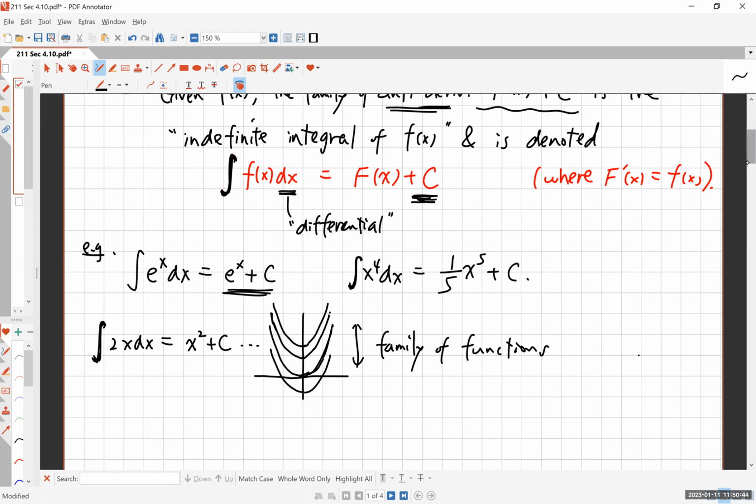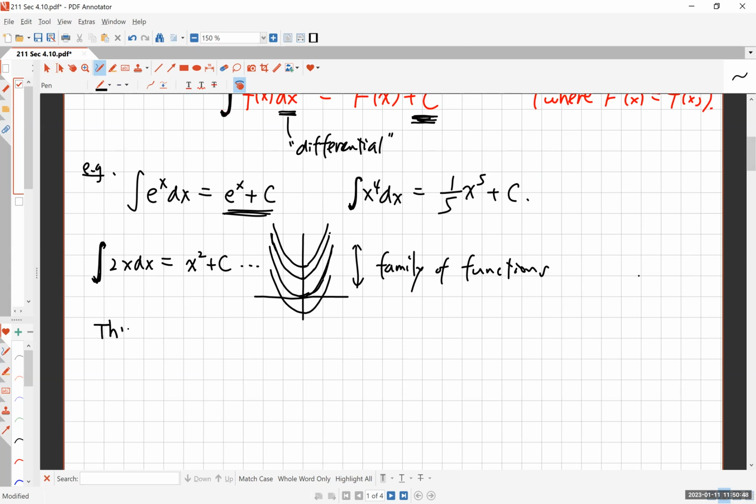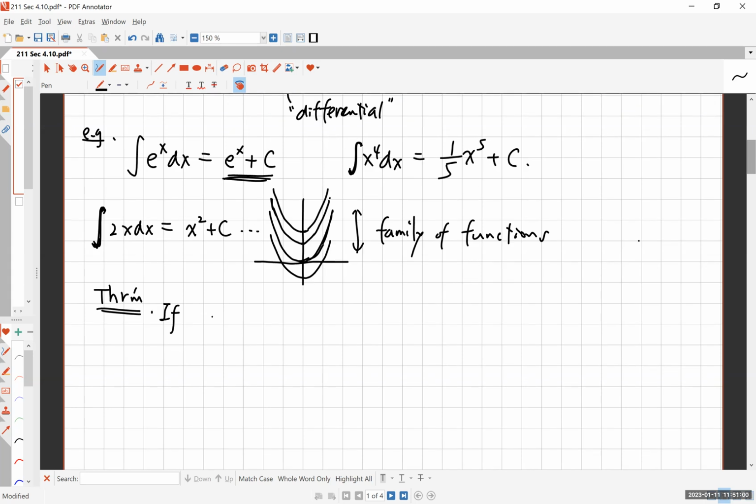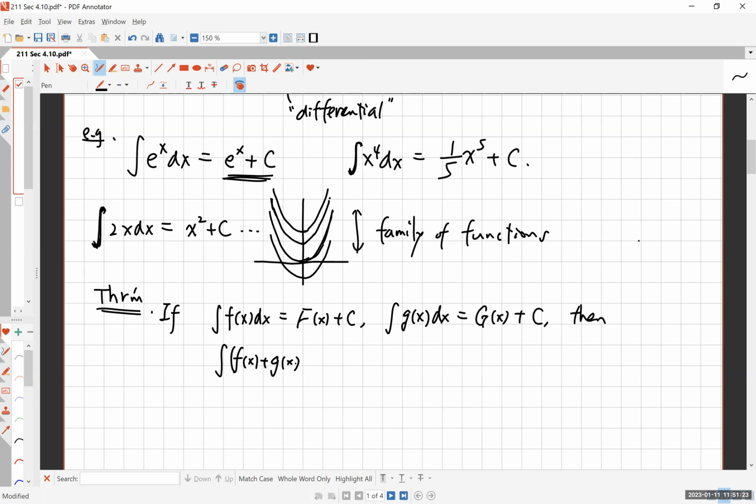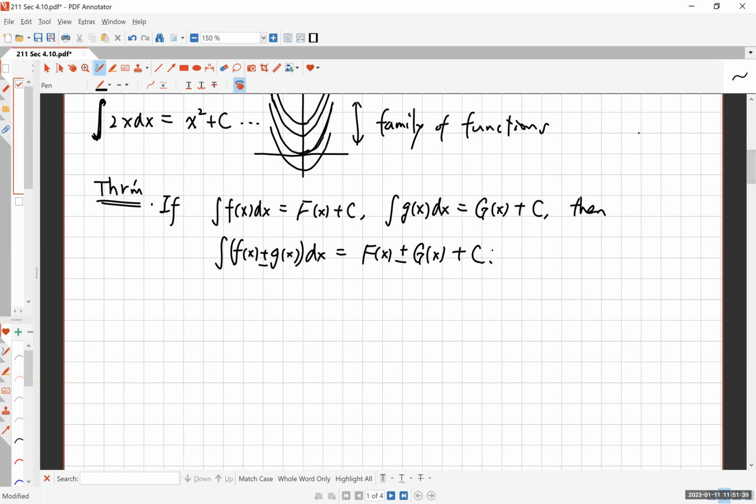Okay, so that's that. Here's a little theorem, so you can do a whole bunch of other problems. This theorem is so intuitive that if I didn't tell you that, you would automatically assume this. Okay, what am I talking about? Well, if the indefinite integral of lowercase f is capital F plus c, and if the indefinite integral of g is capital G plus c, then the antiderivative or indefinite integral of f plus g or f minus g is simply capital F plus or minus capital G, plus c. You don't have to write plus c twice, obviously, because you're just adding an arbitrary constant.